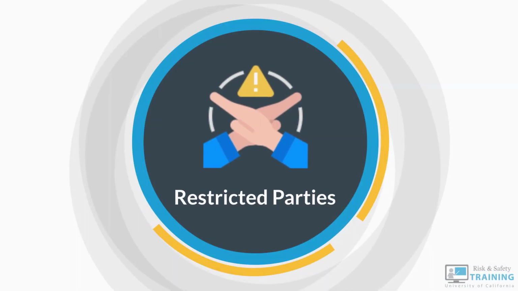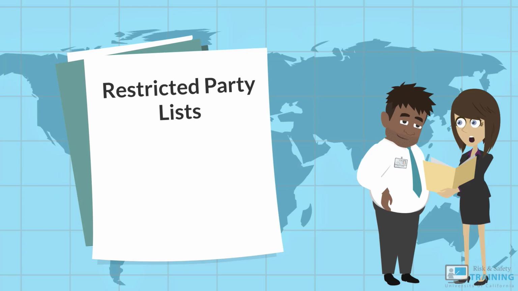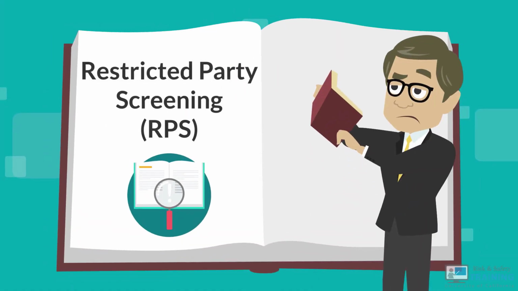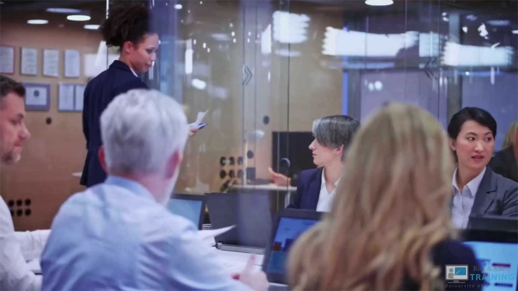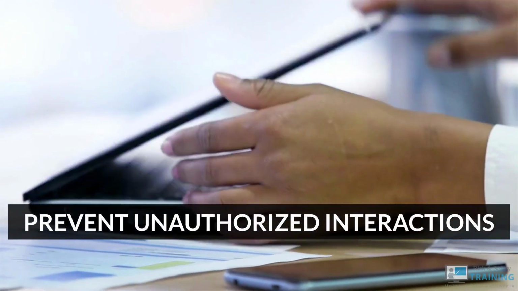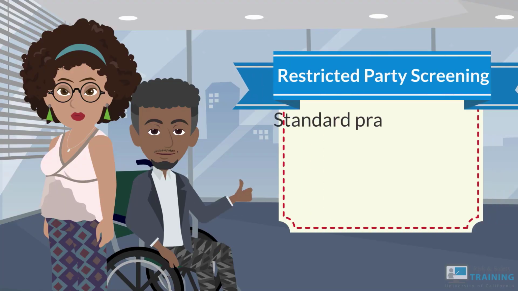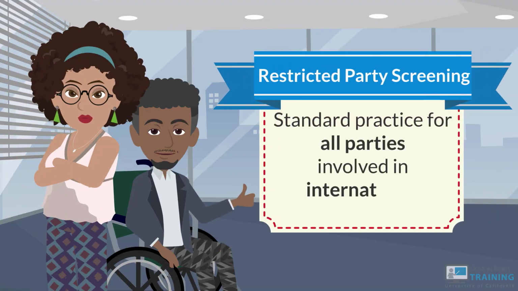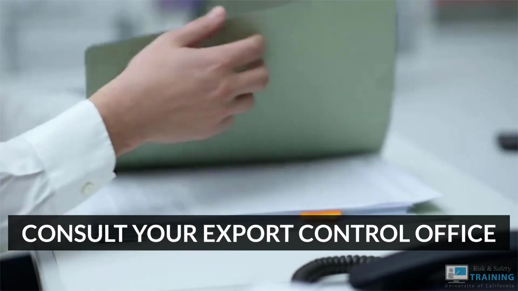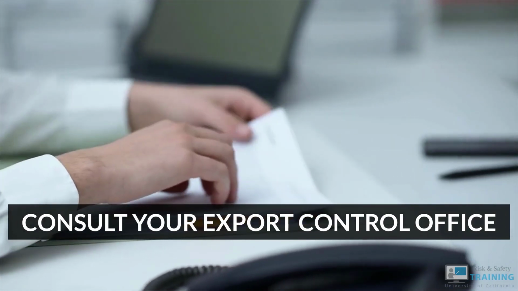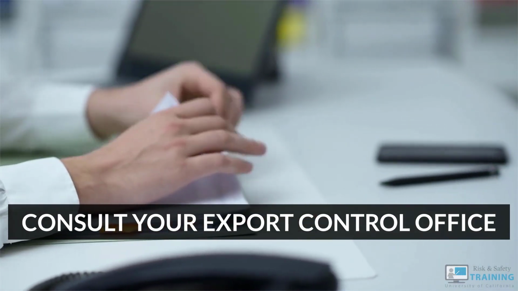Restricted parties. The U.S. government agencies maintain restricted party lists. These lists identify individuals, organizations, and countries to whom restrictions apply. Restricted parties are identified through restricted party screening. This allows the UC to identify restricted parties, prevent unauthorized interactions with them, and comply with U.S. export control laws. As a standard practice, restricted party screening should be performed for all parties involved in international activities to determine whether an export license may be needed. Consult your Export Control Office for help in understanding if and when these international regulations apply.